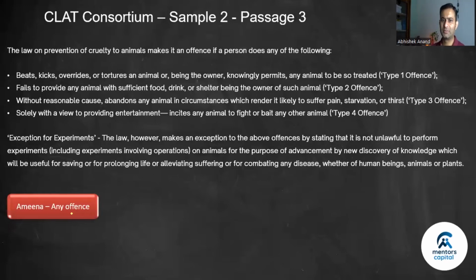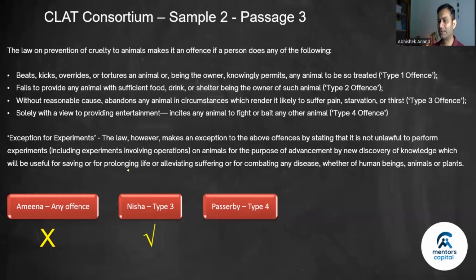Did Amita commit any of the offenses? She did not. What about Nisha? Type 3. She abandoned the pup, which renders him likely to suffer pain, starvation, or thirst. Nobody is there to take care of the pup. So type 3, yes. What about the passerby? Type 1 does not apply, type 2 does not apply, type 3 also does not apply. Type 4, with a view to providing entertainment, was not his objective, so no offense.